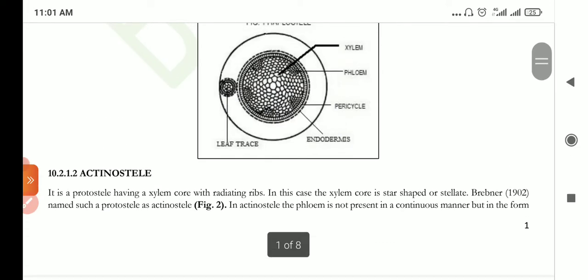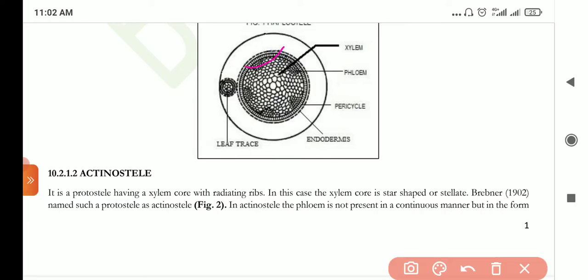I'm sorry if some of you feel like vomiting when I go it too fast. Now if you look at actinostele, actin from the word star, okay, means when the xylem core has some radiating ribs which give it a star shape. From here you can see the star shape, no, the star shape is very clear.